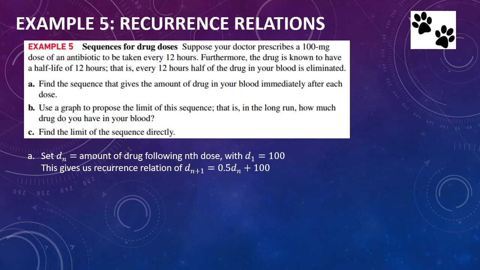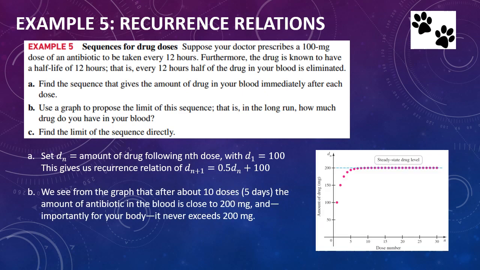So if we set d sub n equal to the amount of drug following the nth dose, and we know that the first dose is 100 milligrams, well, d sub 2 is going to equal 100, what was in our blood before, times 0.5, which is 50, plus our new dose, our second dose, which was 100, or 150. Okay, so we can see that each dose, d sub n+1, is half of the dose before, plus 100, which is the amount given in this new dose. Okay, so a pretty simple relation there.